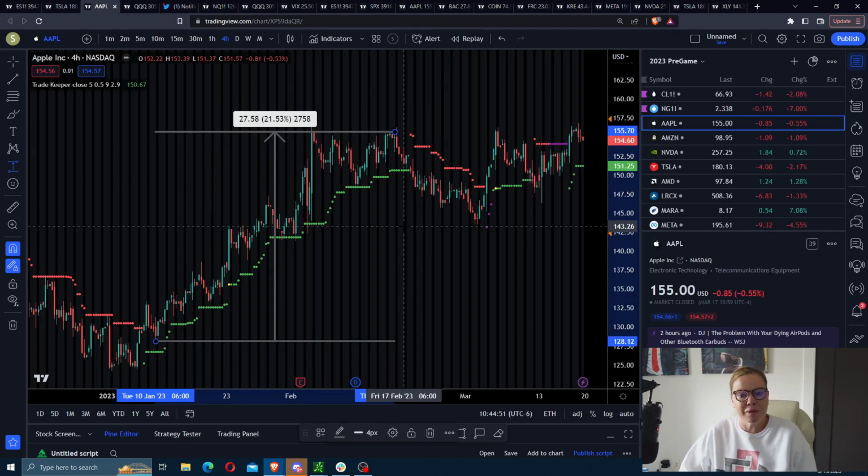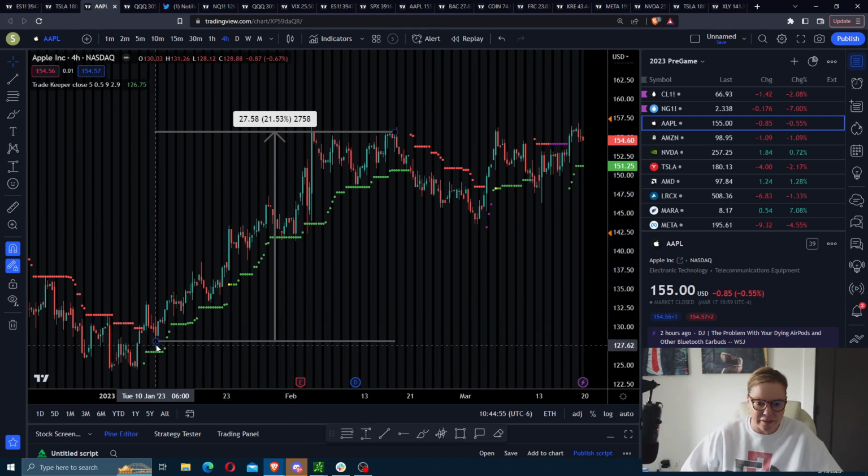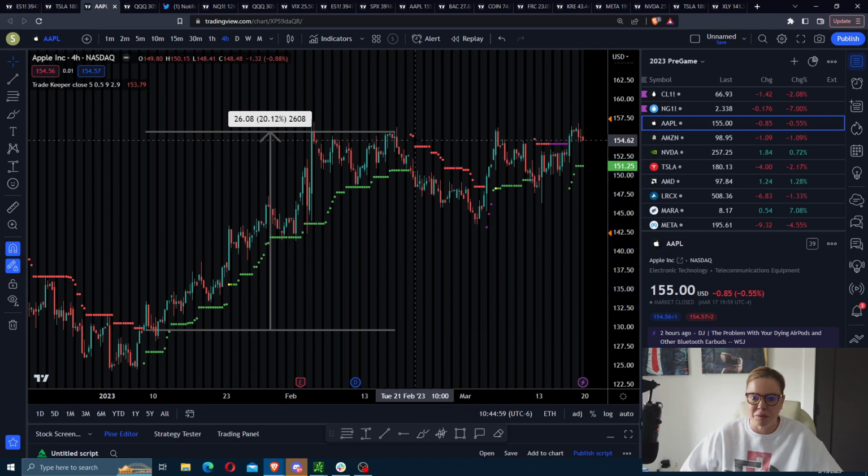Look at Apple. We can look at it on a 4-hour. Here, we got our first green dot down here. I want to be as accurate as possible. About 20% from January 11th to February 14th. So it does work for swing trading.